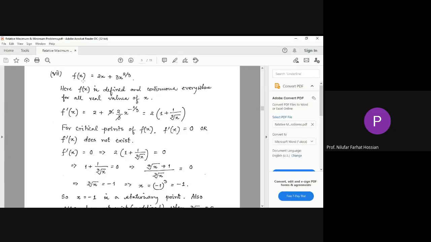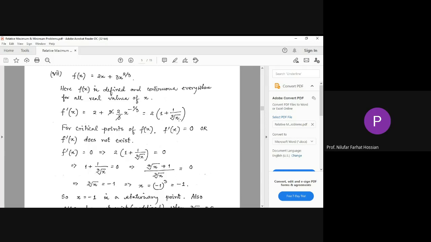Now let us find the derivative. The derivative will be, for the first term it will be 2 and for the second term it will be 3 into 2 by 3 into x to the power 2 by 3 minus 1. 2 by 3 minus 1 means minus 1 over 3. Here 3 cancels out. You can take 2 common. So it will be 2 into 1 plus, this is a negative power, so let us take it to the lower side. x to the power 1 by 3 means cube root of x.